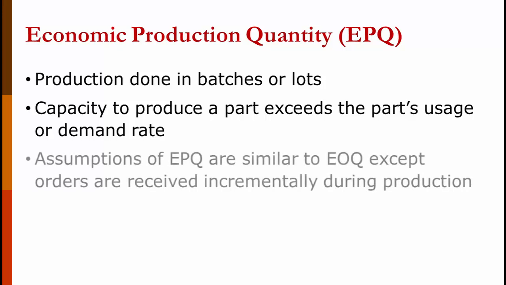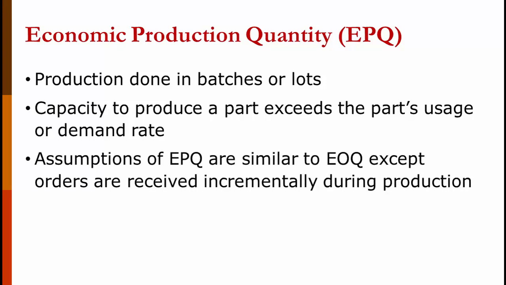The assumptions of the economic production quantity model are the same as the EOQ model, except we're assuming that you receive the orders gradually or incrementally rather than all at once. In other words, they come in from the other factory in a truckload rather than all at once, or from the other part of the factory. If it's in the same factory, the engines might come in 10 or 20 at a time.